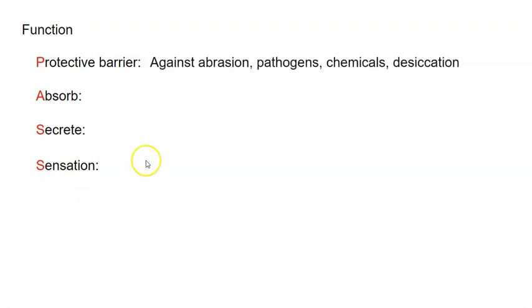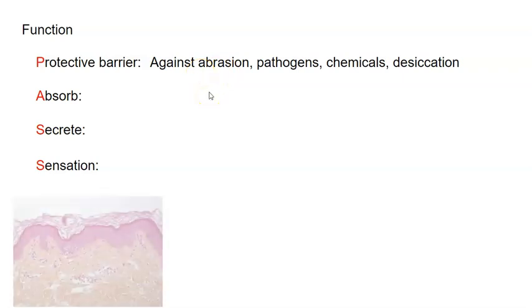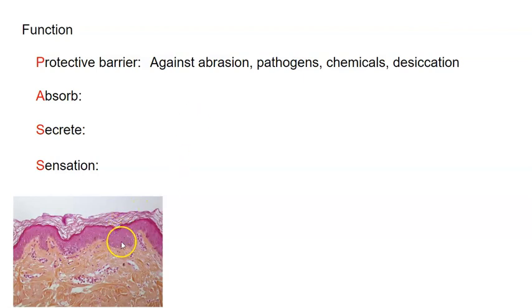Epithelium provides a protective barrier against abrasion, against pathogens, against chemicals, and against desiccation. Desiccation just means drying out. So basically, your epithelium is keeping certain things in and certain things out. For example, here's your skin. The epithelium is this top layer in pink, not this orangish layer here. It's more this pinkish purple layer. It would protect the underlying organs from abrasion. This epithelium would prevent pathogens from entering your body and chemicals from entering your body. Also keeps the cells underneath from drying out.